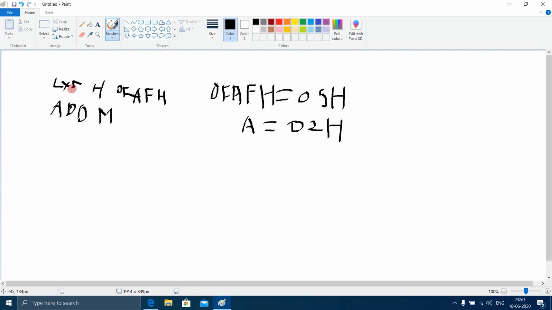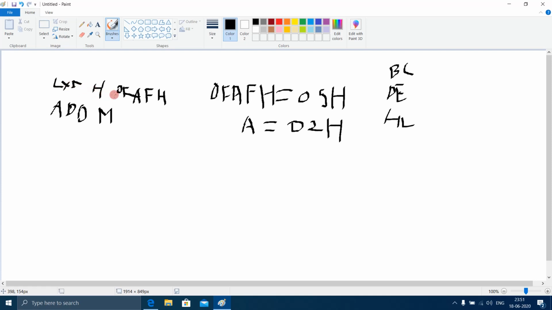LXI H, 16-bit address means load register pair immediate. If you remember, in 8085 there are 3 register pairs: BC, DE and HL. These are the 3 register pairs available. So here this H doesn't mean hexadecimal. Here this H means the HL register pair.